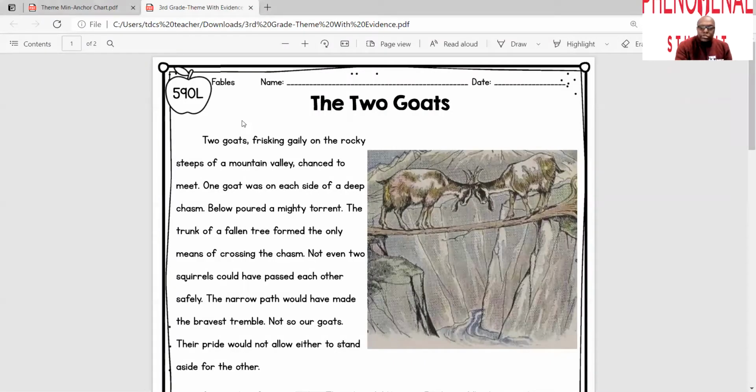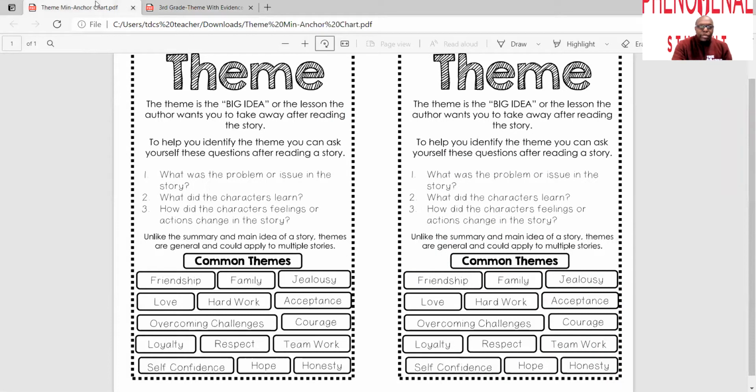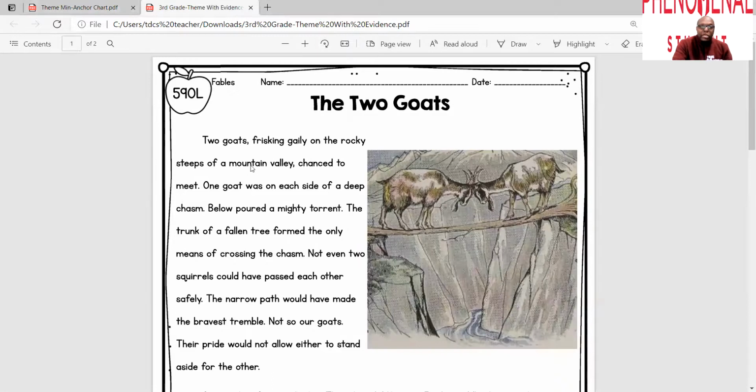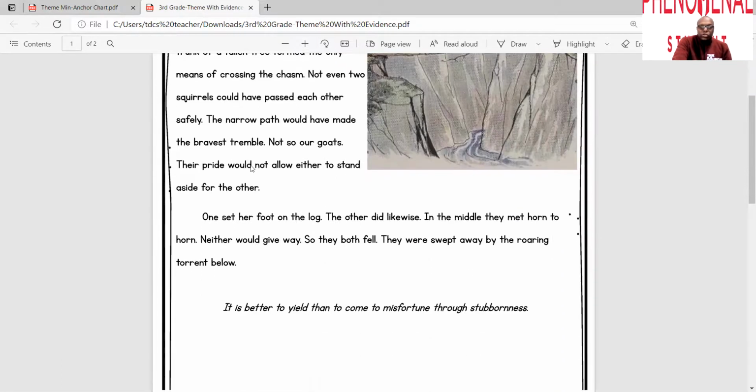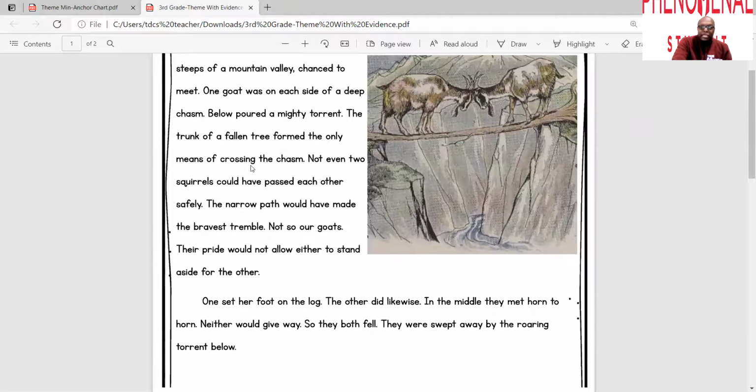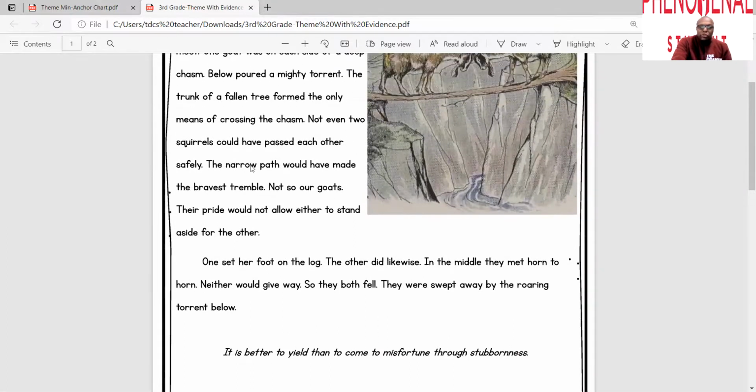First, I started with the story of the two goats. Now, it wouldn't hurt to also go over the theme again as to what it is, because I dealt with third graders today and fourth and fifth graders, but a lot of kids may not 100% know what a theme is. All right, so short story for third graders, and the theme is already there for a fable. So what they have to do, it says it is better to yield than to come to misfortune through stubbornness.